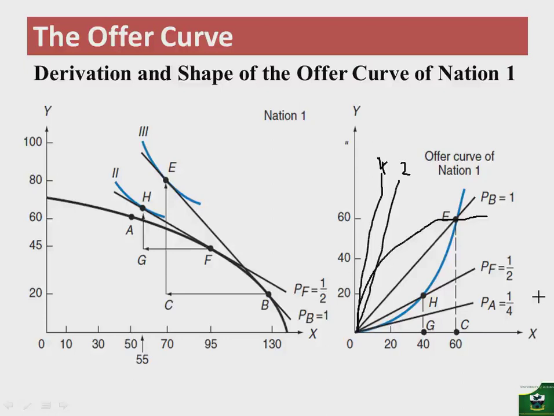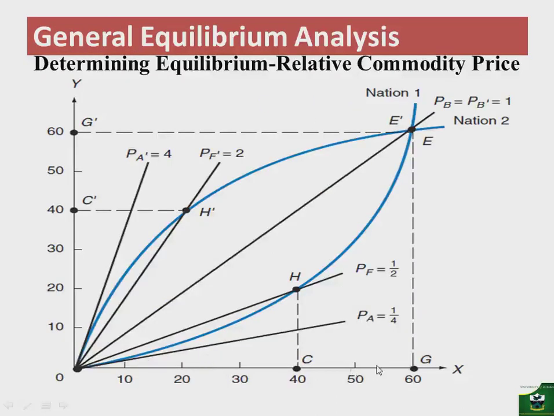So I've left the offer curve for Nation 2 in your slides, and for this analysis I have removed it because it's something that you can check out and compare with what I've presented here so that you understand it more. Okay. So now let's look at the general equilibrium analysis.